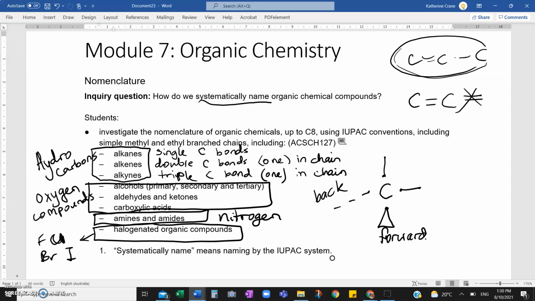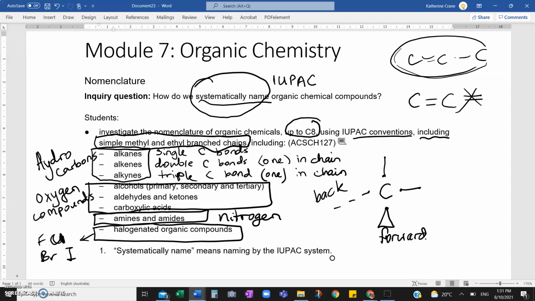All right, and we're looking at how the system works, and this system has been declared by the International Union of Pure and Applied Chemistry. That's what IUPAC stands for. So they're the people who tell us what to do. We're only going to name things up to carbon 8. You're only expected to know those. And they also want you to know simple methyl and ethyl branch chains. And this is what the second activity in the week is going to cover.